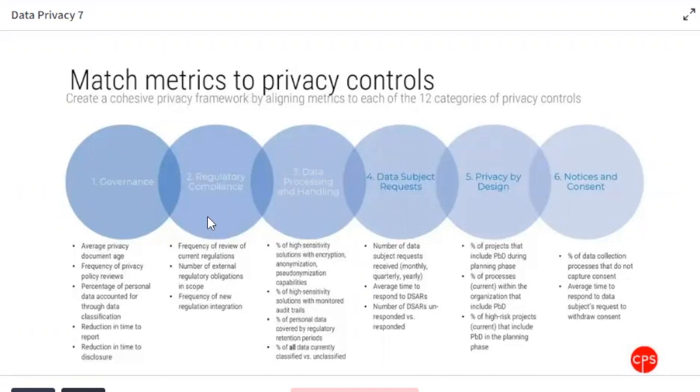Then reduction in time to report. So another way you can measure the effectiveness of the privacy team is when an incident occurs, how quick or how soon can a member of staff reach them so that they can start to eradicate and contain the incident. So that's another metric that can be used to measure the effectiveness of the privacy team and the DPO. And reduction in time to notify either the supervisory authorities, the DPA, or the data subject when an incident occurs.